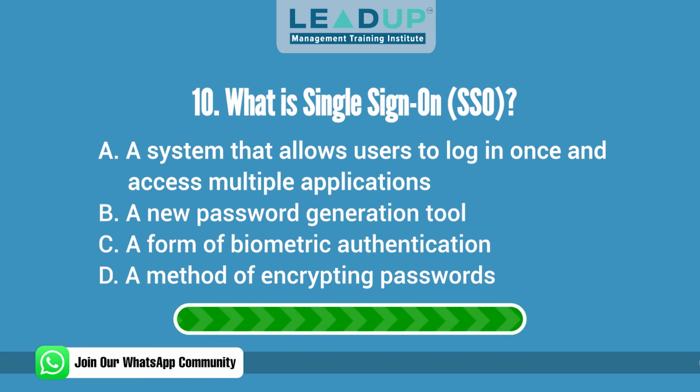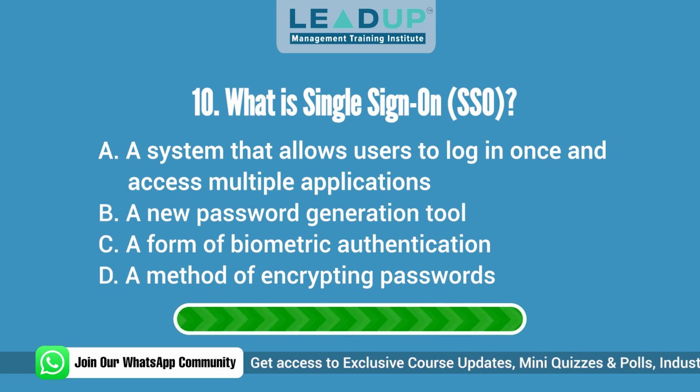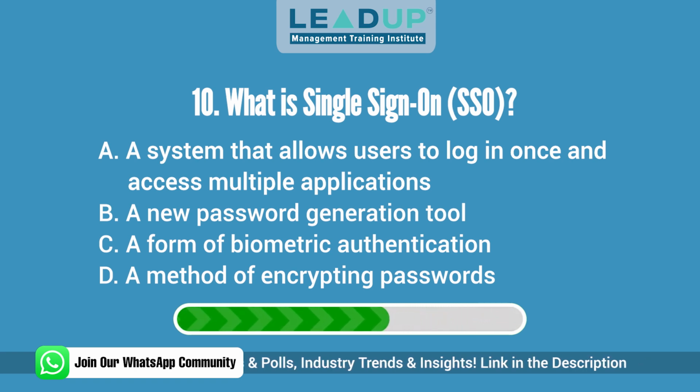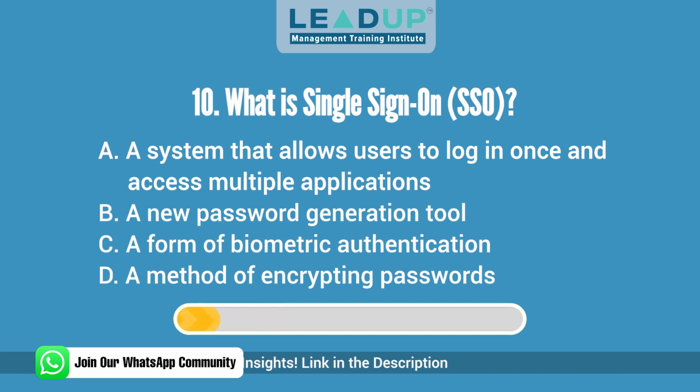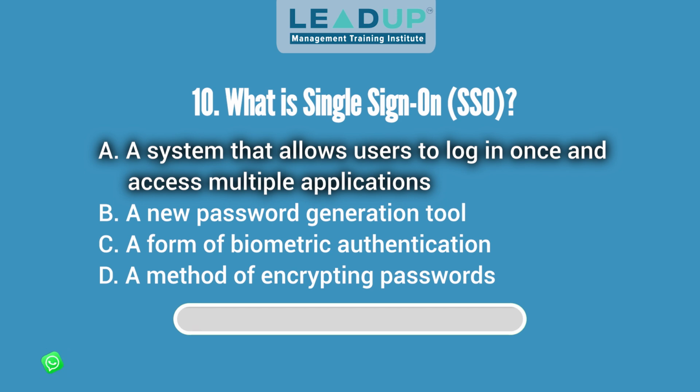Question 10. What is single sign-on, SSO? A. A system that allows users to log in once and access multiple applications. B. A new password generation tool. C. A form of biometric authentication. And D. A method of encrypting passwords. Answer: a system that allows users to log in once and access multiple applications.